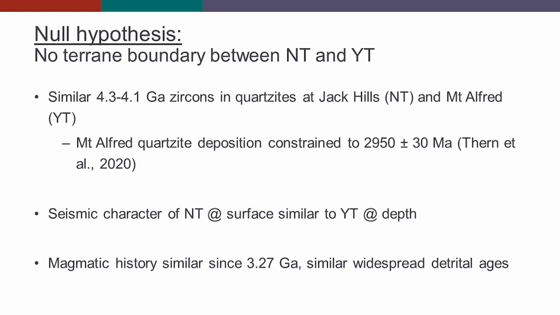For example, these Hadean zircons are not unique to the Jack Hills. You find them within the Youanmi terrane at Mount Alfred, within the Southern Cross supergroup, constrained here at this age. And as Tony showed, there are units in the Jack Hills area that also have maximum or depositional ages constrained to a similar age. And then there's this seismic character of the Narrier at surface being very similar to the Youanmi at depth. And now we've found these older basement ages within the Youanmi terrane.